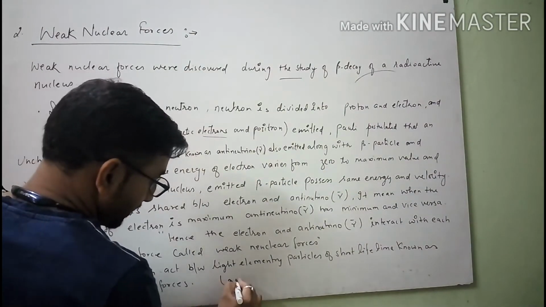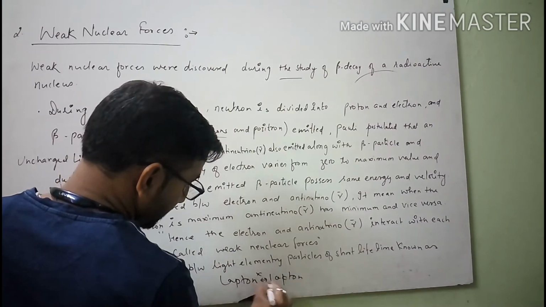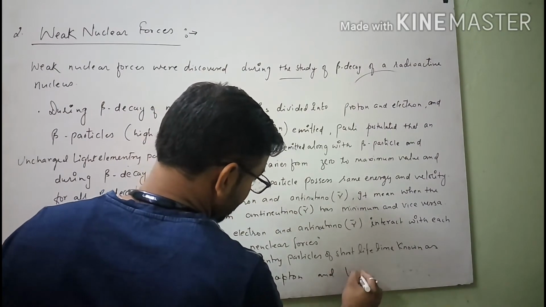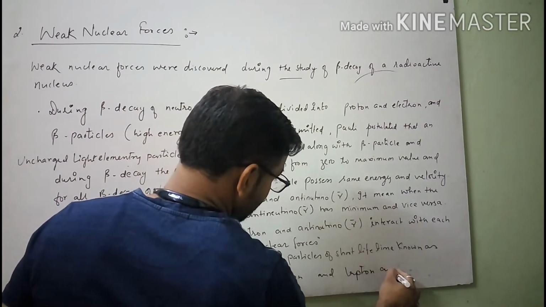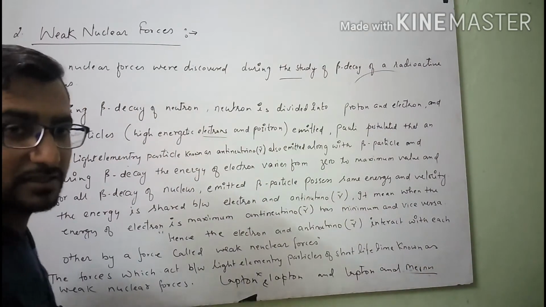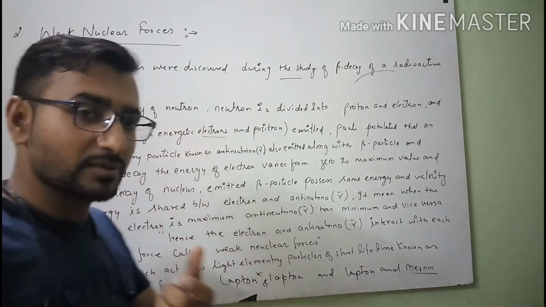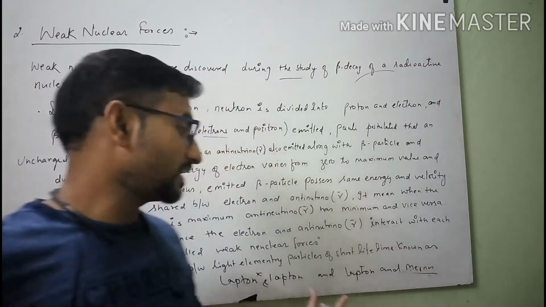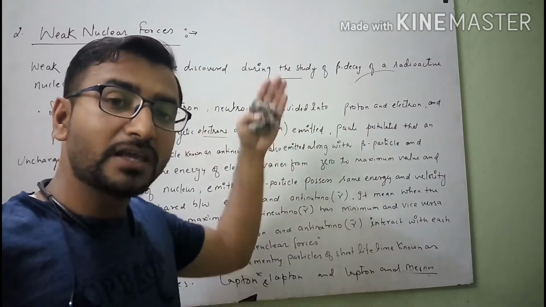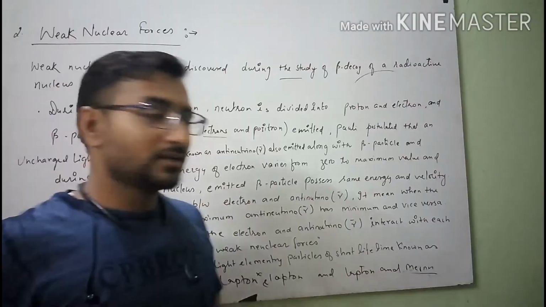Examples of that are lepton and lepton star, and second, lepton and meson. Students, these are fundamental light elementary particles. Clear, student? In your physics you will discuss three types of fundamental particles, but these are light elementary fundamental particles. You will discuss these fundamental particles in your higher classes, BSc and MSc.